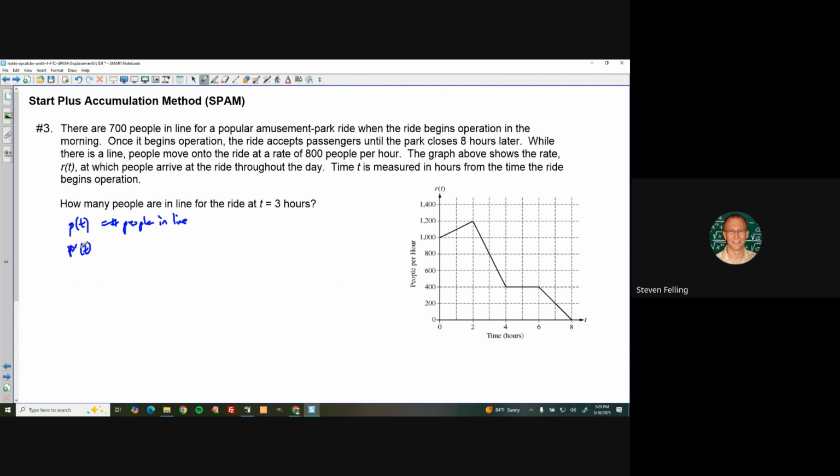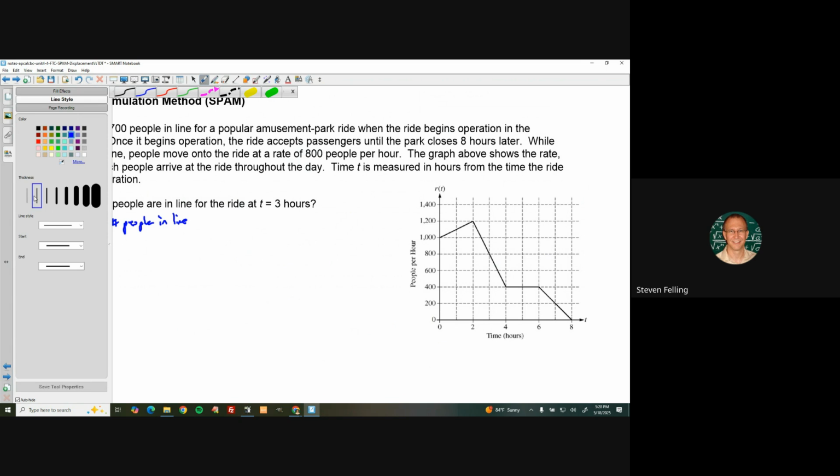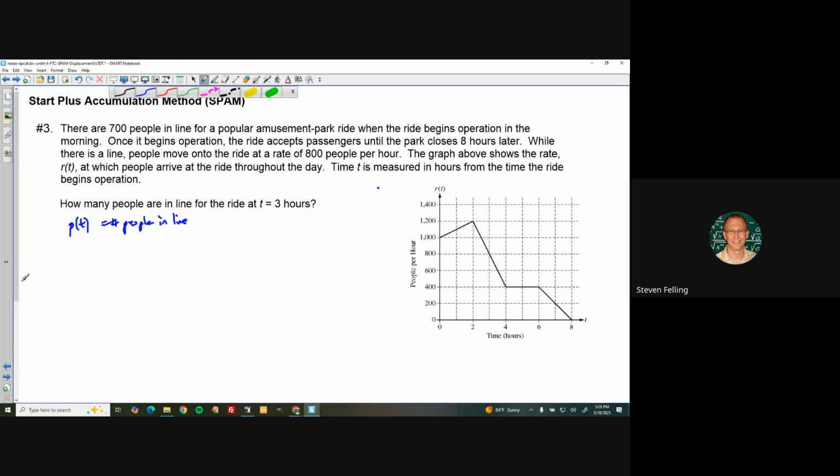So make sure that we can read that. Okay, so if we define p to be our function for the number of people, then the rate of change of p, which we could write as p prime, is going to be r of t, because that's how many people are arriving into the line to get on the ride, minus 800 people per hour are leaving the line to go on the ride. So if I take the number of people coming into line and the number of people leaving the line, this is how fast people are accumulating in the line, so how the rate of change is working.